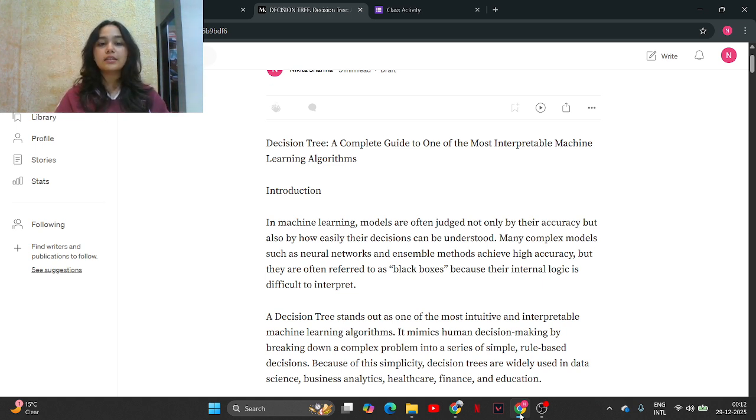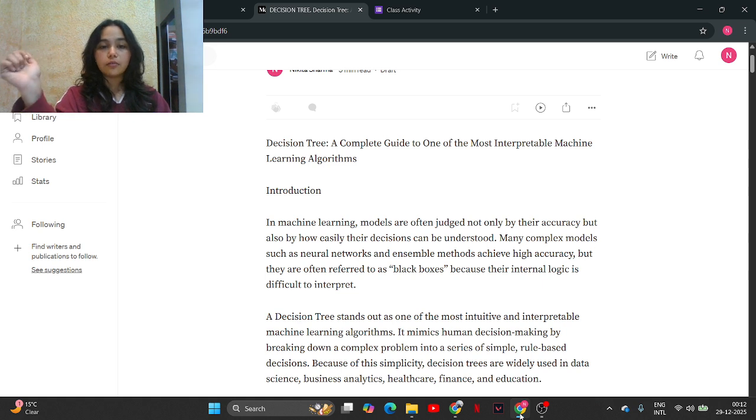Now, root node. This is the top node where the dataset is first split. Decision node. The node applies a condition like, is age greater than 30, etc. Branches. Branches represent the result of a decision, yes or no. And leaf nodes. These are final nodes where the prediction is made. Each path from root to leaf forms a decision rule.